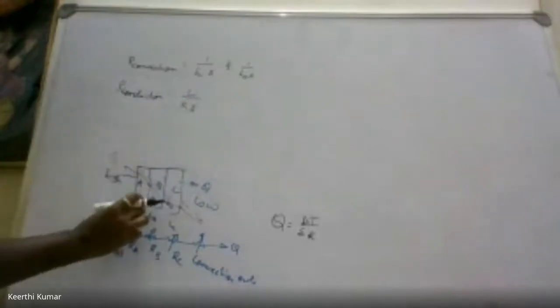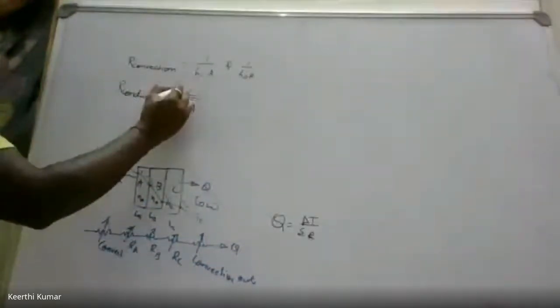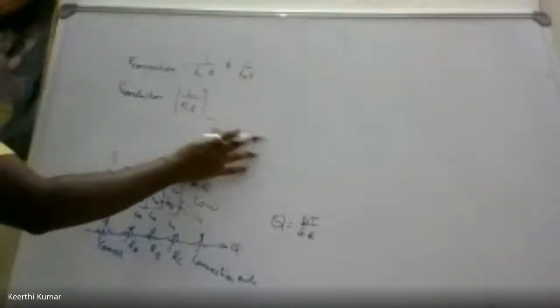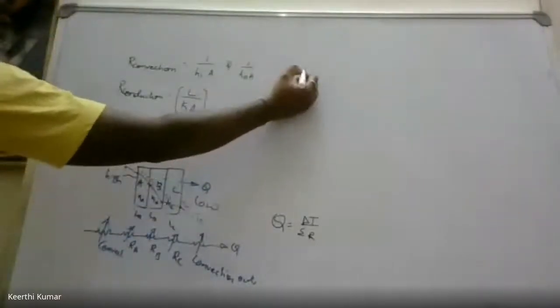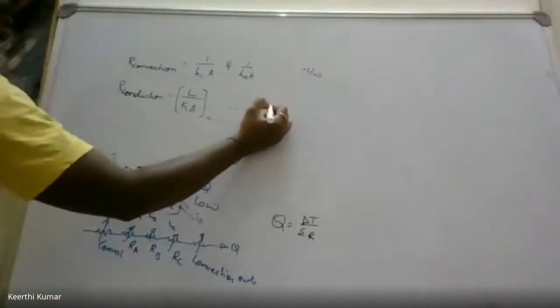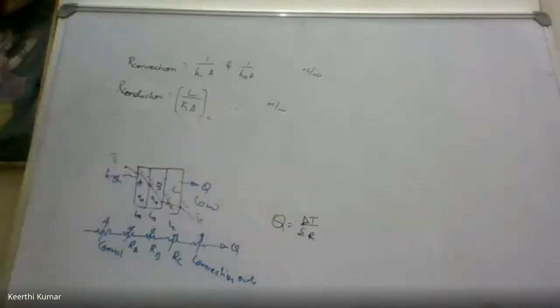If you are taking material A, everything you take with respect to A. If you are taking material B, take with respect to B. If you are taking material C, take with respect to C. So what is the unit of the resistance? Degree centigrade per watt. So that is the value of the resistance due to the materials or due to the convection.